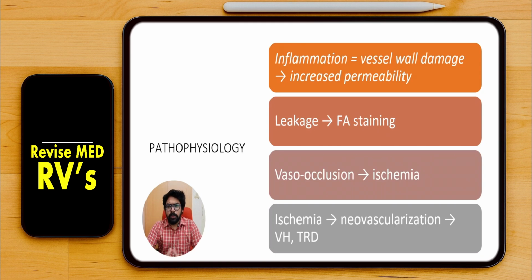So coming to the pathophysiology, it is actually very simple. It is similar to all other inflammatory diseases. Inflammation occurring in the vessel wall causes damage and increased permeability. Once there is increased permeability, you are going to have some leakage. This leakage can be identified by fundus angiography staining. Inflammation can also lead to vasoocclusion leading to ischemia. Once ischemia has occurred, there will be neovascularization. This neovascularization can cause vitreous hemorrhage as well as tractional retinal detachment. So this is the overall pathology.